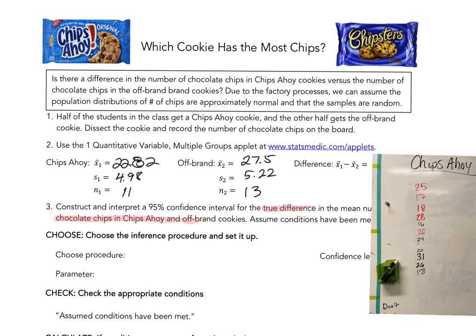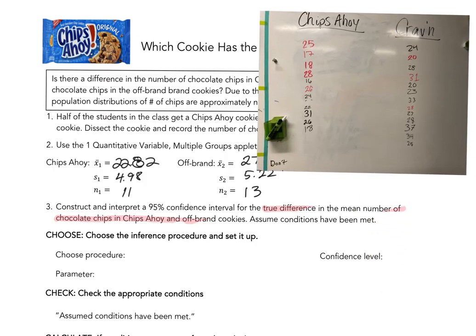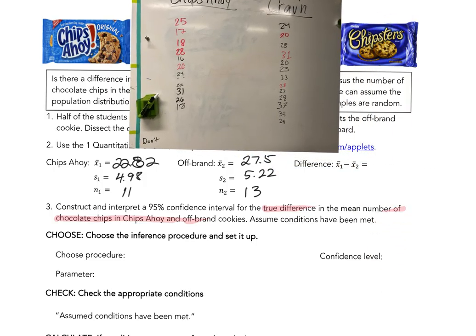Today in class, we talked about which cookie has the most chips. We had Chips Ahoy and we had Craven, the Stater Brothers brand. Each person was randomly assigned to one of the types of cookies. They crumbled it and then counted up how many chocolate chips there were in their cookie. Then they wrote them on the board. And so this is where our data comes from.